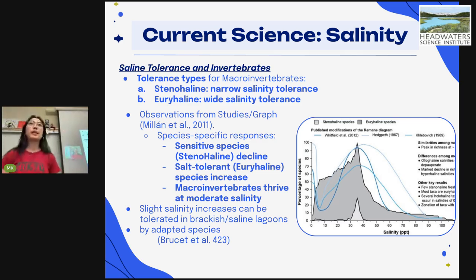Okay, so now shifting to the second half of our data, in terms of research for current science on salinity, we found that there are two different types of tolerance for macroinvertebrates. They can either be stenohaline, meaning that they have a narrow salinity tolerance, or euryhaline, meaning they have a wide salinity tolerance. On the graph to our right, we can see more of a species-specific response, and technically, yes, there is that increase or thriving of the macroinvertebrates within the moderate range, but at the same time, we can also see how more sensitive species decline, whereas on the other hand, more salt tolerant or euryhaline species increase as the more stressful levels increase as well.